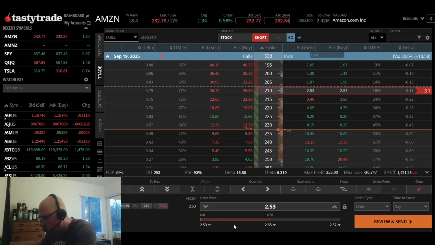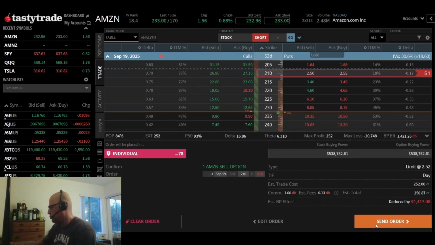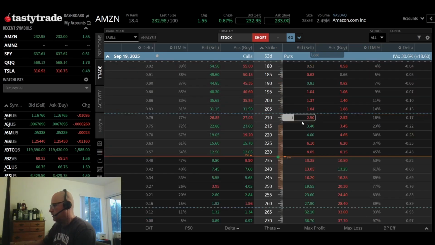It's trading at 250. Let's see, let's try to get 254 for it. So I'm going to try to get 254. The probability of it expiring in the money is 18%. So we have a pretty good chance of making money on it. The probability of making 50% on it is still around 94%. So let's drop this price down a bit and route this trade. And we are filled. Excellent.